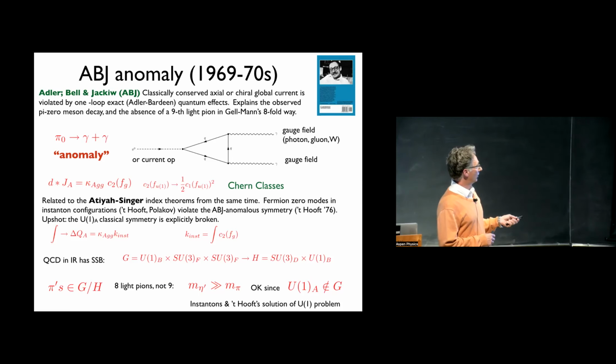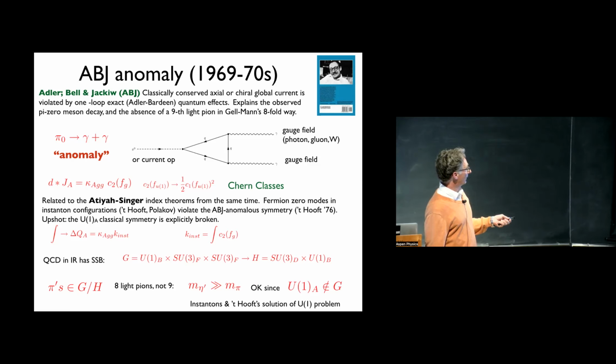And so the way that it's broken by quantum effects is that you have some virtual charged fermions which run around in the loop, and they couple to the gauge fields, could be the photon or the gluon or the W bosons, and that can violate this classically conserved symmetry. You could write it this way, where the right-hand side here would have been zero if it were a good symmetry, but the symmetry is broken by this anomaly.